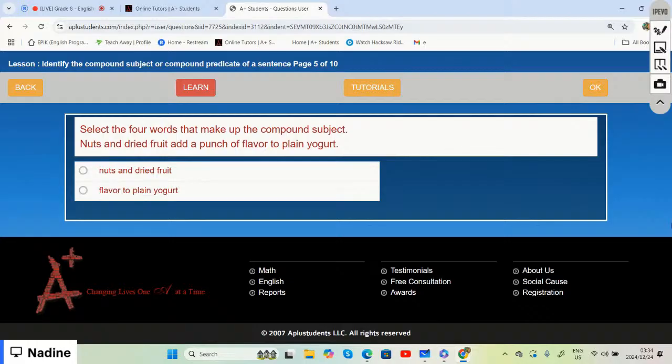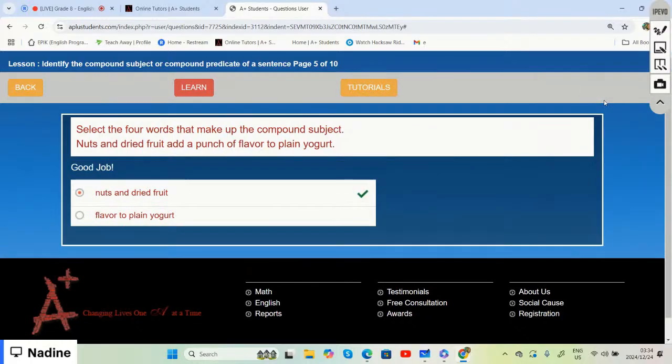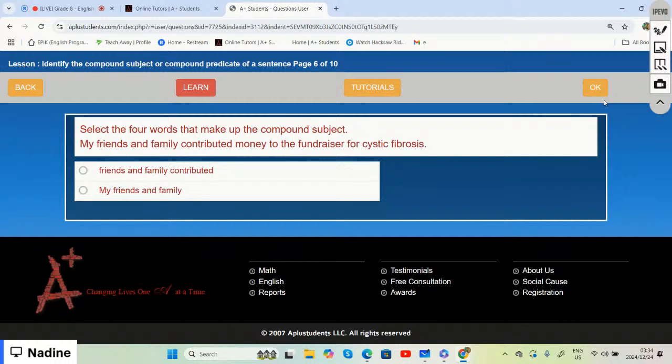And if we were to select the four words that make up the compound subject, we can say nuts and dried fruit. That is basically our compound subject. Well done.